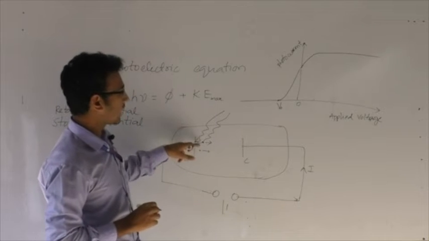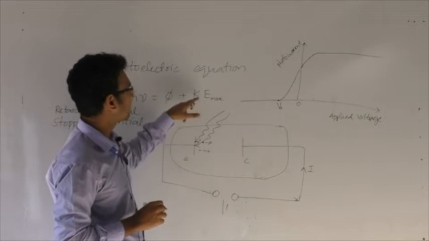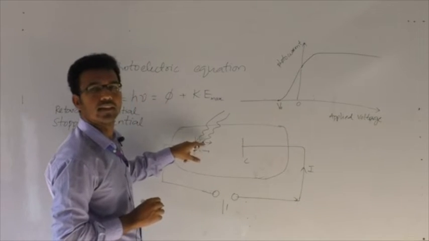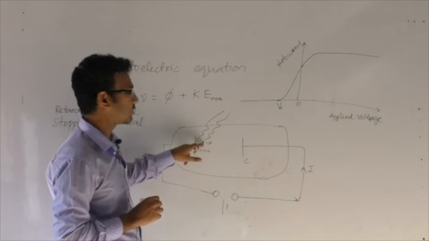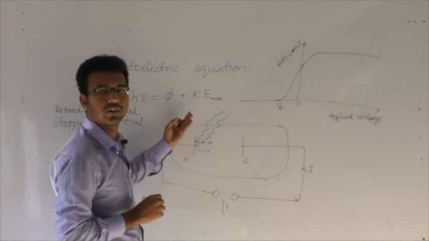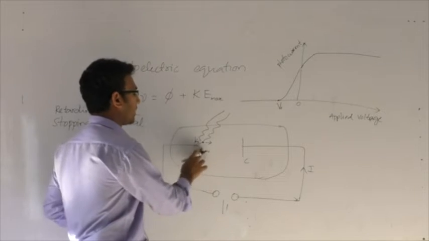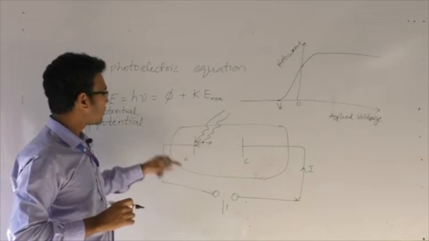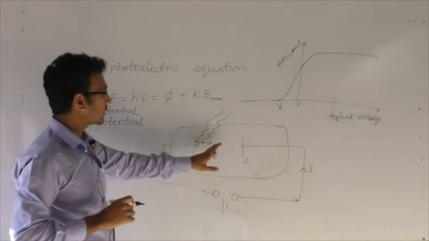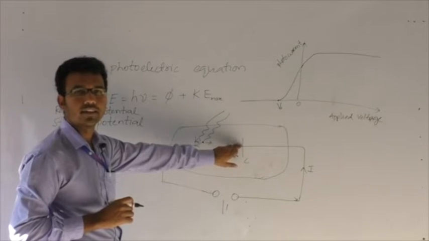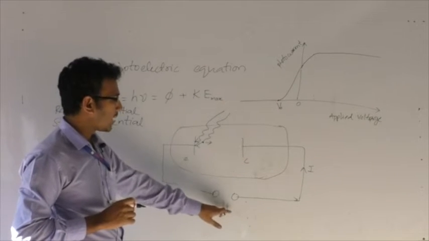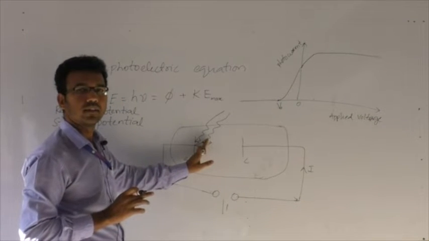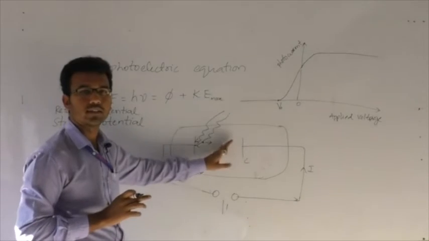As I said, the electrons which are coming out from this electrode will have a kinetic energy. Let's say that this electron is possessing the maximum kinetic energy, so its velocity is maximum compared to the velocity of other electrons. Now, what I'm doing here is just stopping this electron from reaching the other end. If I apply a potential which is sufficient to stop this electron, then no more current will flow in this circuit.